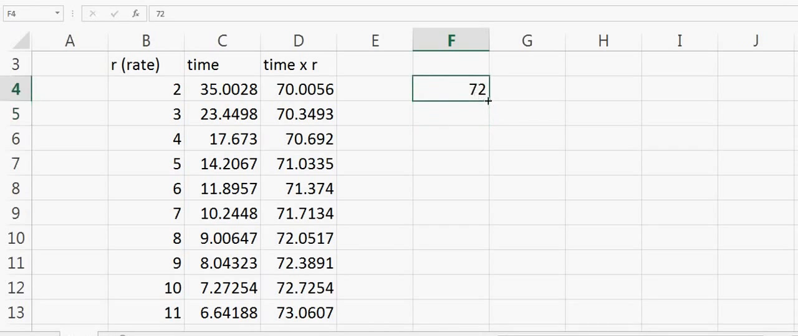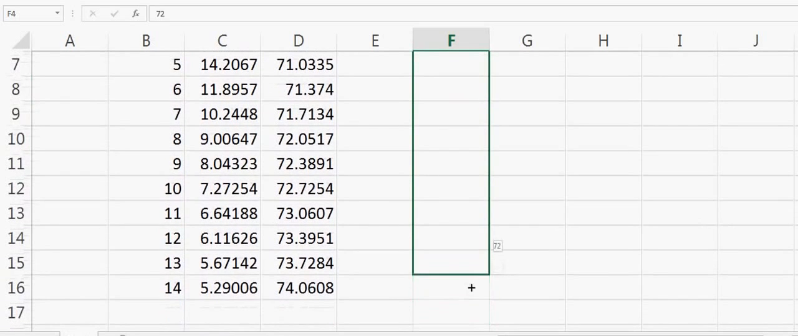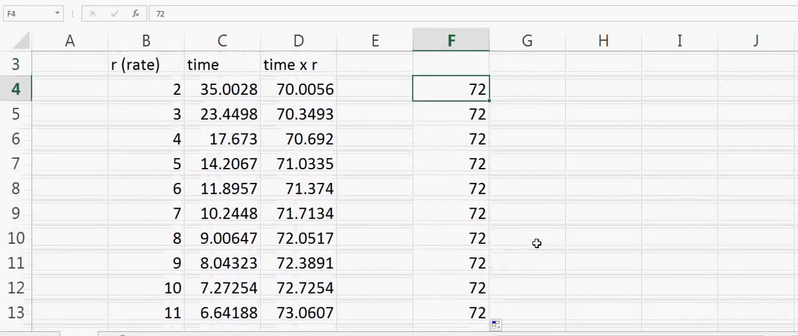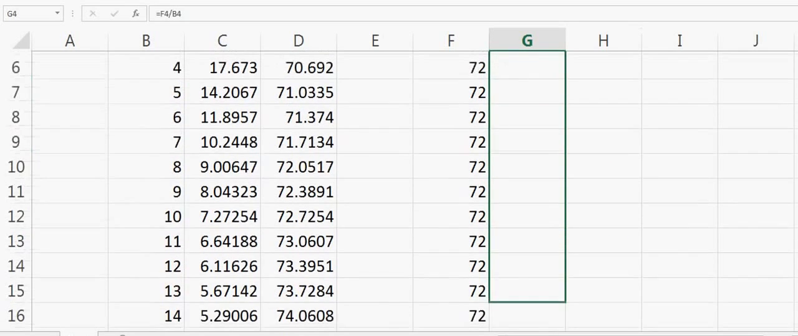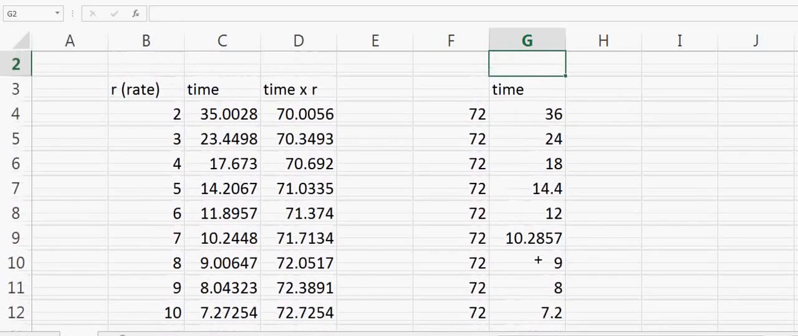So I keep using 72 for all these rates, and then I'll calculate the time. Time will be equal to 72 divided by rate. So now you can see that I get numbers which are very close to the actual time it should be.